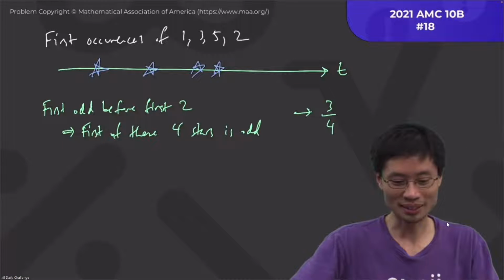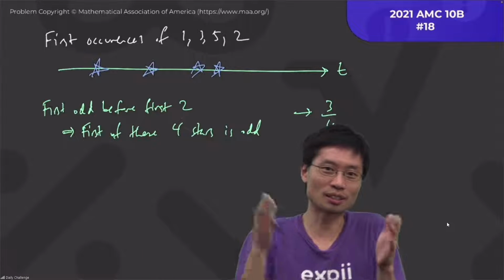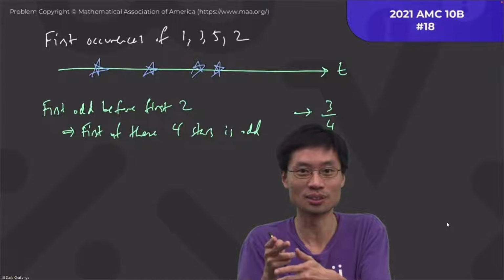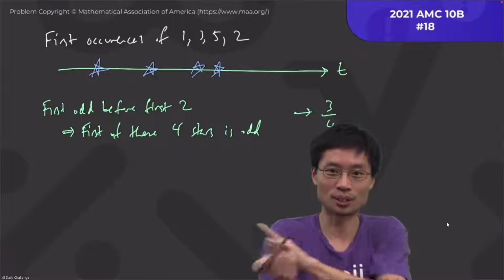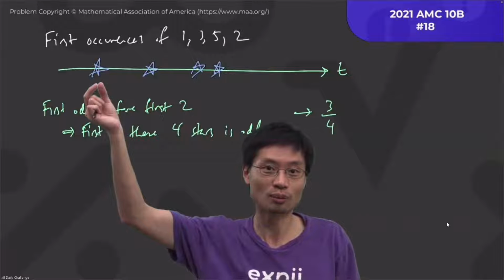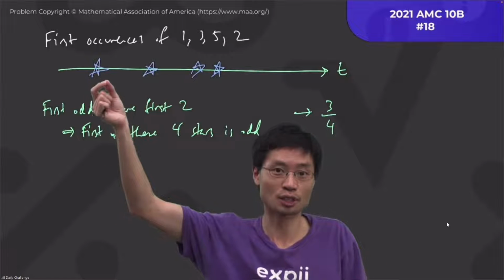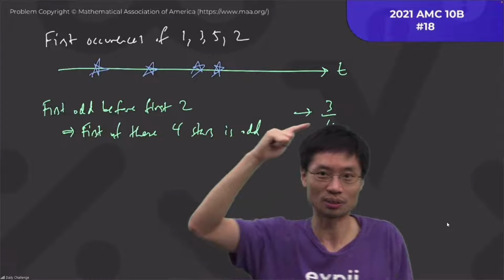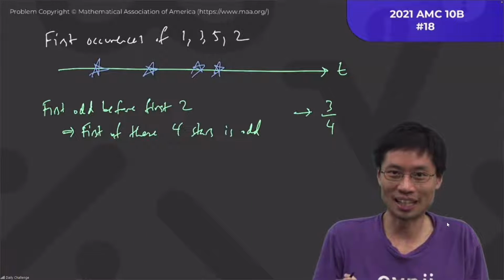Did that sort of make sense? I'm just saying, if I'm looking at the first occurrences in my timeline, there's a 1, there's a 3, there's a 5, there's a 2. I don't know which order the 1, 3, 5, 2 will come in the first occurrences, but the only way that the first odd one comes before the 2 is that this is actually odd. So that's 3/4. So that's actually the first piece.